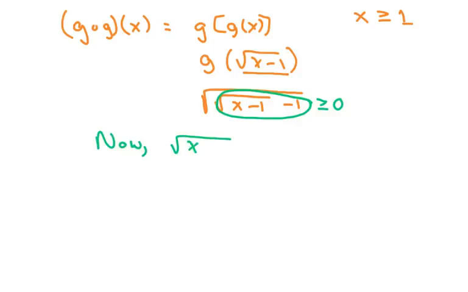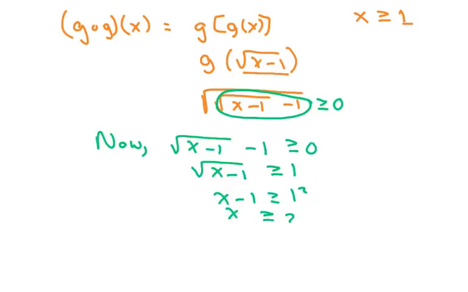So the square root of x minus 1 has to be greater than or equal to 0. I'm going to add the 1 to both sides, and then square both sides. You get x minus 1 is greater than or equal to 1 squared, which is just 1. So x is greater than or equal to 2. Therefore, our domain includes that, because here x is all real numbers. However, x must be greater than or equal to 2.